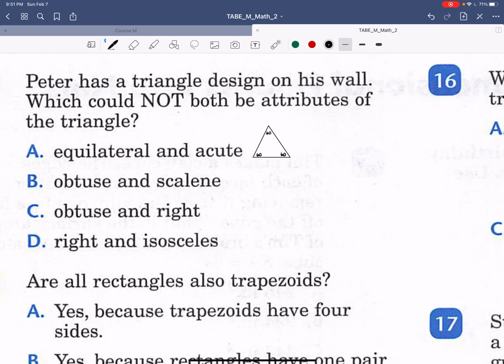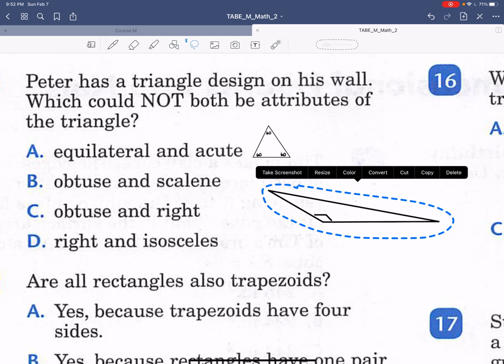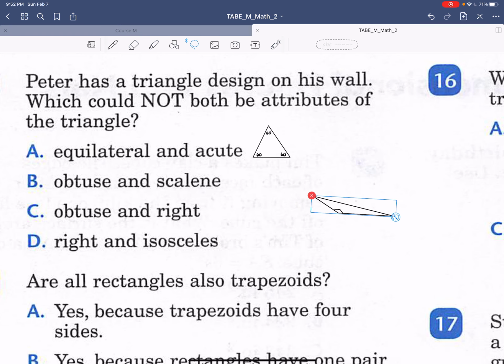Obtuse and scalene. Obtuse. Sorry, computer thought I wanted to draw an arc. Obtuse and scalene. That's true. None of those sides are the same. So that one absolutely can be real. Obtuse and scalene. Obtuse and right. That can't be, because obtuse means more than 90.